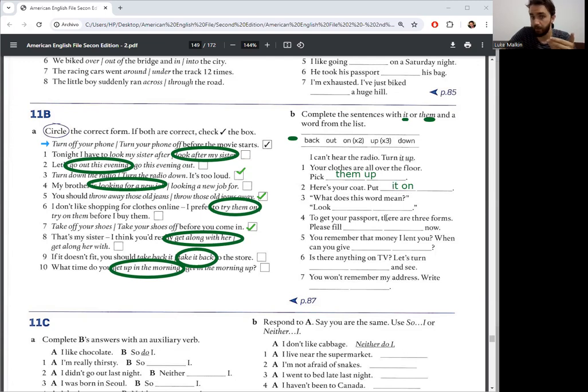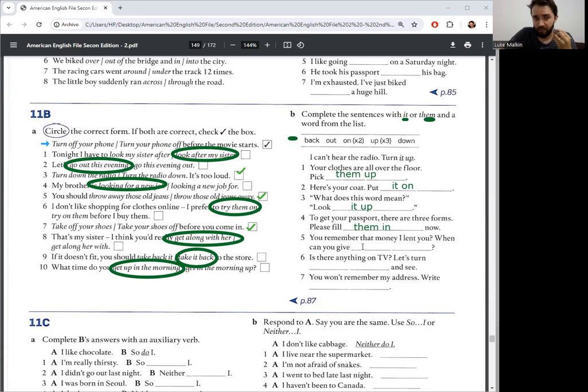The coat is singular. What does this word mean? Look up. To look up is to check a word's definition. You look up a word in the dictionary. You look up a person online. To get your passport, there are 3 forms. Please fill them in now. To fill in is to give information to complete a document. And there are 3 forms, so plural, them.